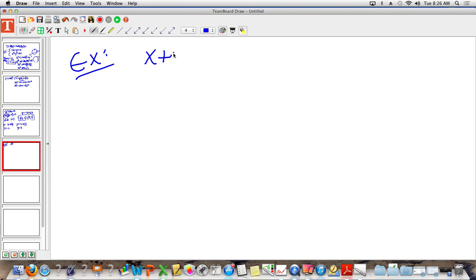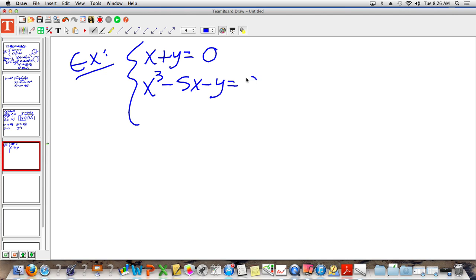x plus y equals 0, and x cubed minus 5x minus y equals 0. Wow. I don't like this one. This is hard.